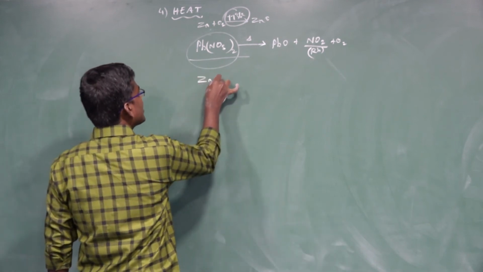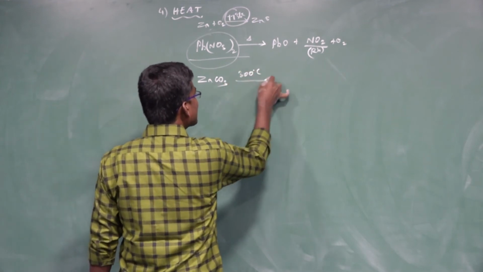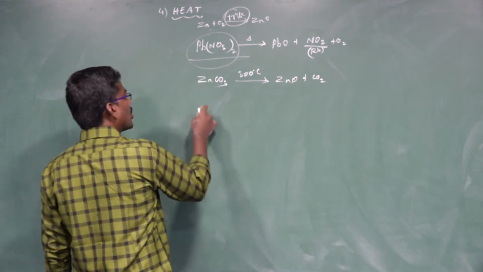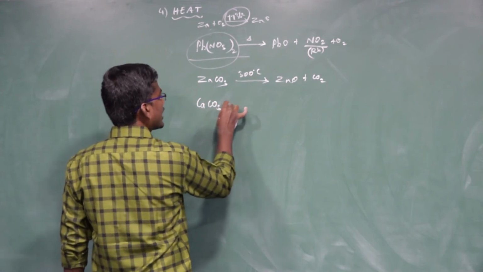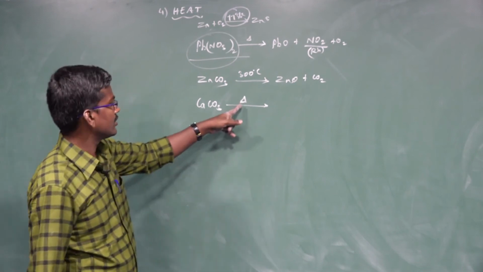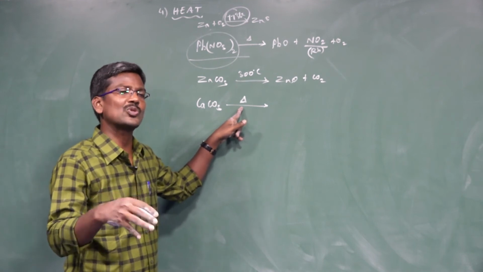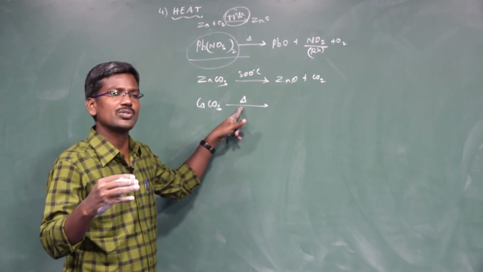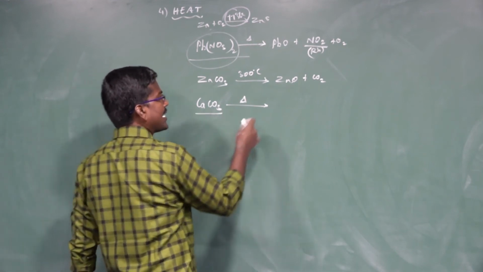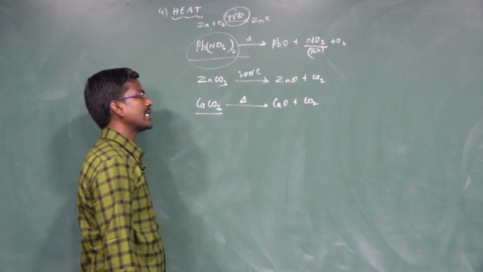Then zinc carbonate, ZnCO3, called calamine. The calamine is heated at 300 degrees Celsius to form zinc oxide plus carbon dioxide. Limestone, calcium carbonate, CaCO3, is heated at a certain temperature. The heating temperature can be indicated by a triangle. The triangle is used to indicate some amount of temperature used to convert the reactant into product. The limestone decomposes to form calcium oxide plus carbon dioxide.